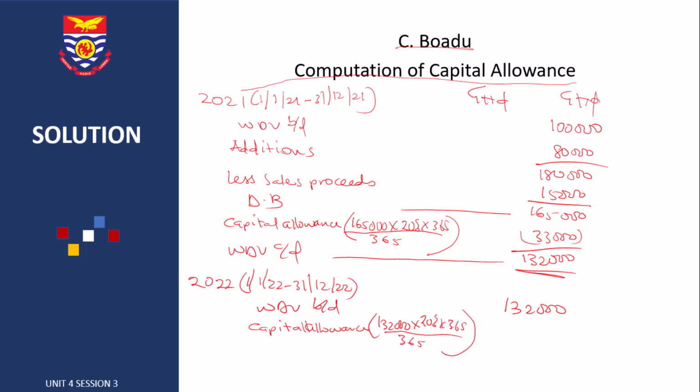And this is giving us 26,400. When we subtract, we are going to get 105,600. That's our written down value at the end of 2022. So for 2021 year of assessment, we're going to enjoy capital allowance of 33,000, and for 2022 we have 26,400.